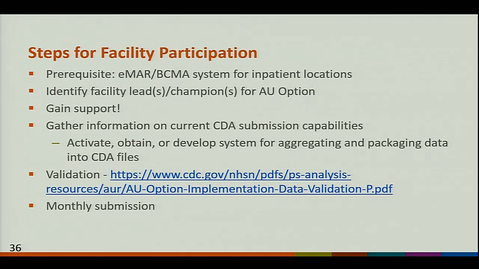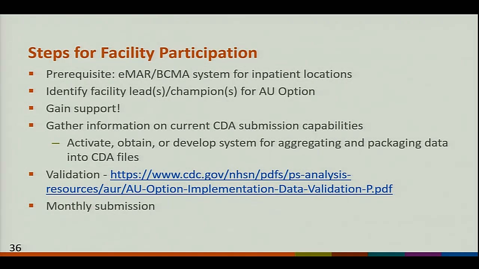So then your next step would be to identify your facility lead or leads, or champions for the AU option. This can be one person, it can be many people, a team. Oftentimes it's the pharmacist or someone in infectious diseases, but it doesn't have to be. It can be someone in infection control as well. So your champions come in all sorts, shapes and sizes.